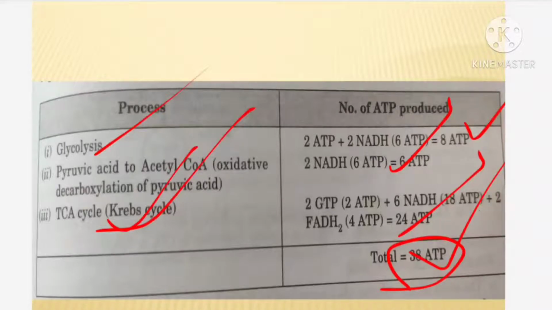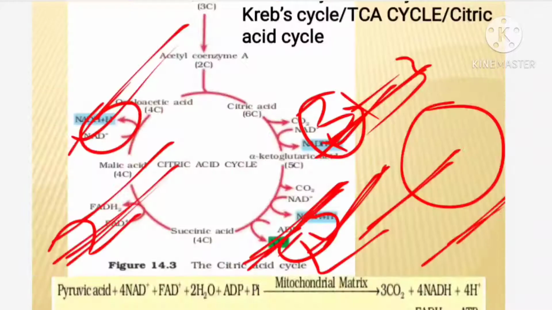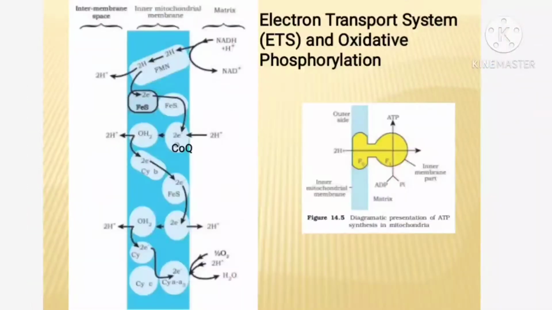Okay. So, with this we are coming to the end of the Krebs cycle. Next we will be discussing the electron transport system. Hope this is clear. Next we are going to discuss the electron transport system and oxidative phosphorylation. This can be called the electron transport system or ETS, and it can also be called oxidative phosphorylation.